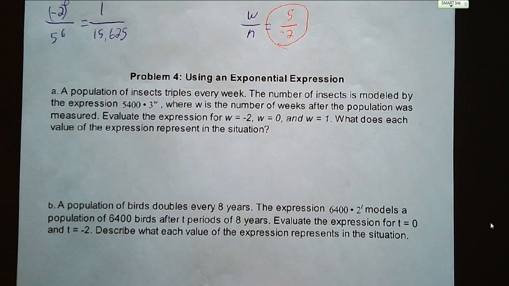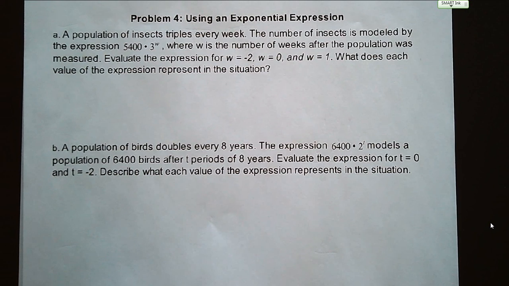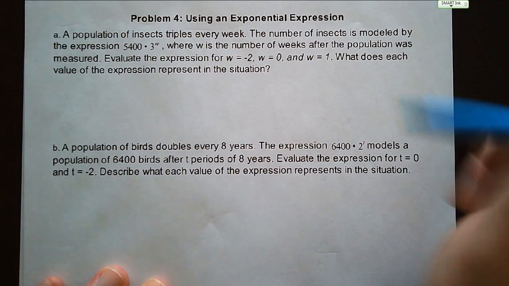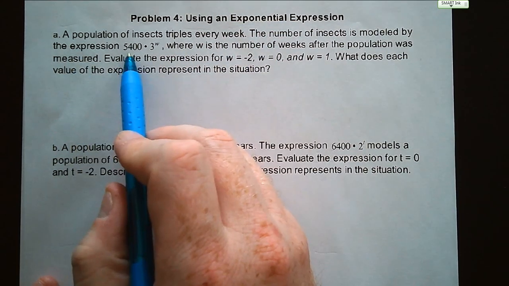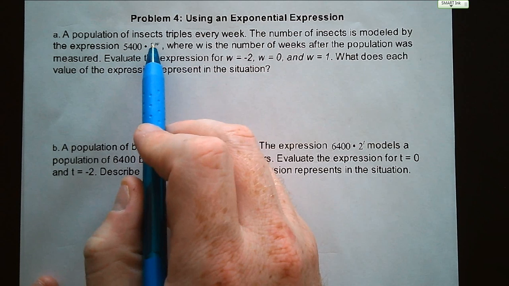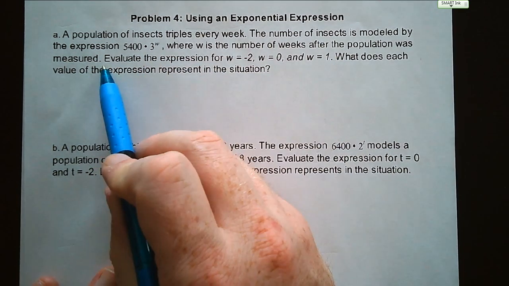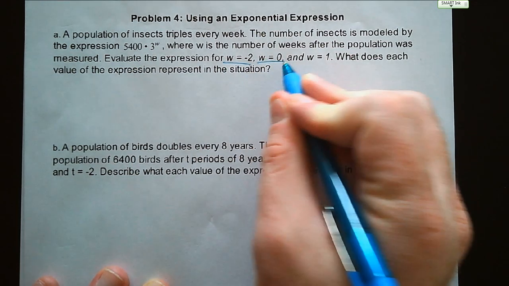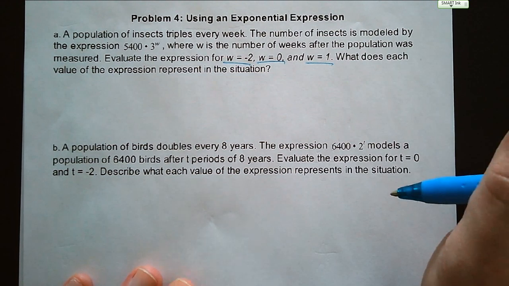Problem 4, using an exponential expression. So now we're going to be dealing with word problems where we're going to have to substitute. So we have a population of insects that triples every week. The number of insects is modeled by the expression 5,400 times 3 to the w power, where w is the number of weeks after the population was measured. Evaluate the expression for w equals negative 2, 0, and 1. What does each value of the expression represent in the situation?